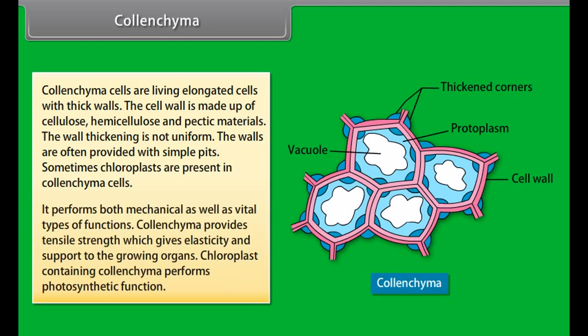It performs both mechanical as well as vital types of functions. Collenchyma provides tensile strength, which gives elasticity and support to the growing organs. Chloroplast containing collenchyma performs photosynthetic function.